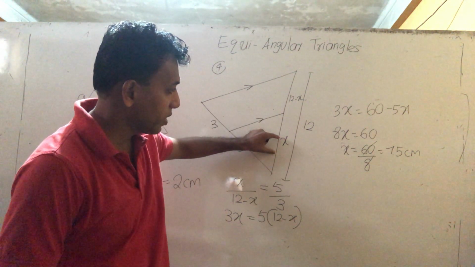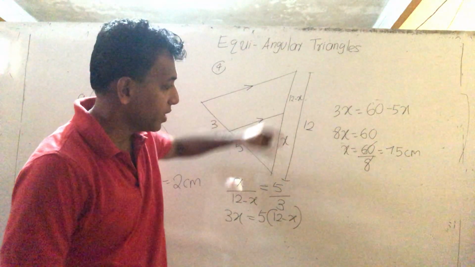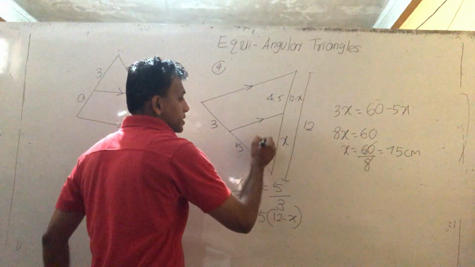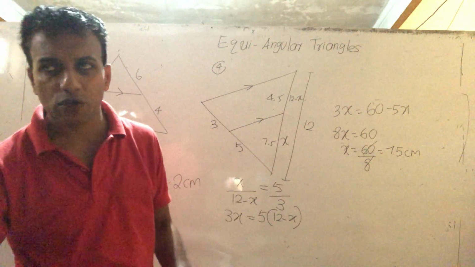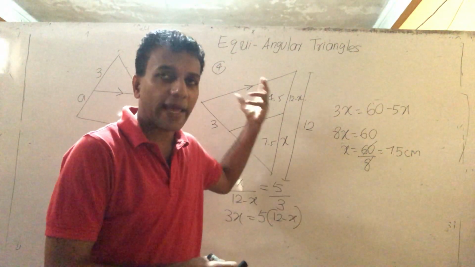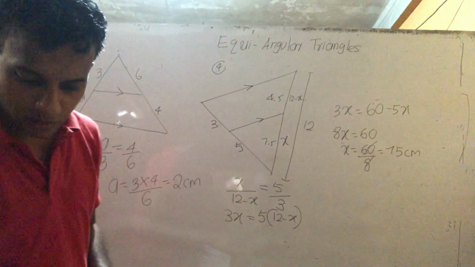12 minus 7.5 is 4.5, right? Here 4.5, here 7.5. Okay, that's the idea. Don't be confused. Don't think it is a hard problem. Study properly. The unknown you can mark as X or A, B, C. Various letters you can use.